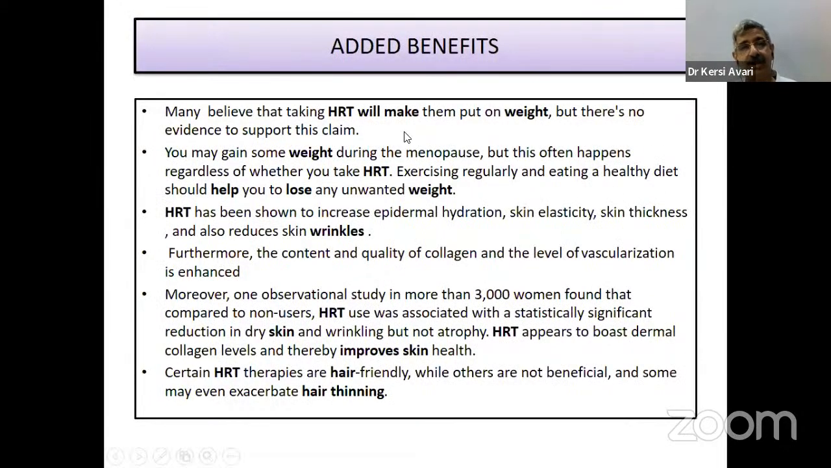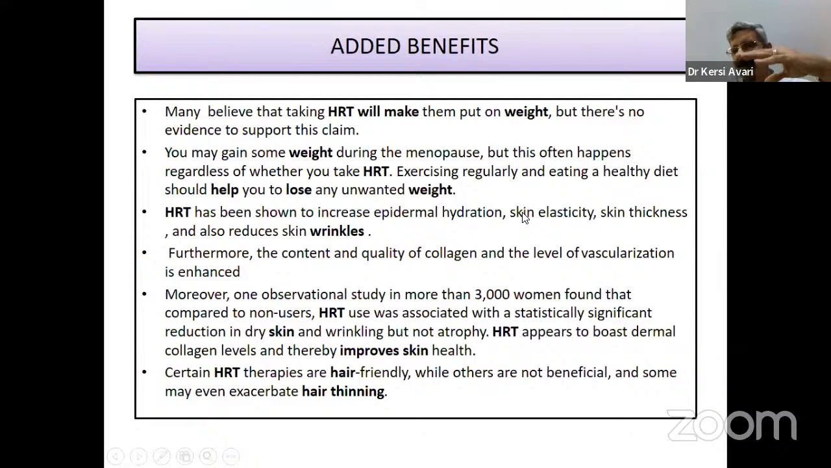Added benefits. Many believe that HRT helps you put on weight, but there is no support. You may gain weight during menopause, but it is not because of HRT. So after you get menopause, the advisable thing is to eat a proper diet and keep on exercising, so you lose the unexpected or unwanted weight. HRT increases epidermal hydration and skin elasticity.